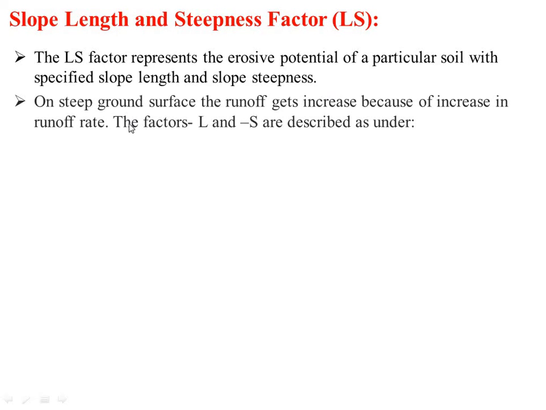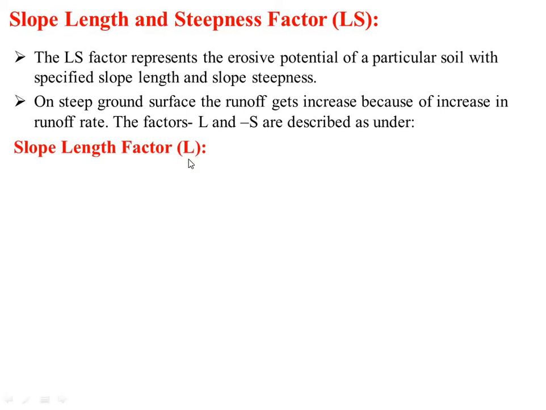This factor basically affects the transportation of detached particles due to surface flow of rainwater, either overland flow or surface runoff, and accordingly affects the value of soil erosion due to any given rainfall. The capability of runoff, overland flow, detached transport and soil materials gets increased rapidly with increase in flow velocity. On steep ground surface, the runoff gets increased because of increase in runoff rate. Factors L and S are described as under.